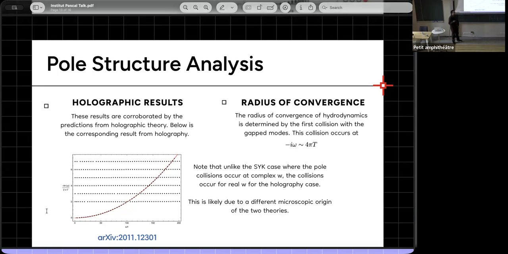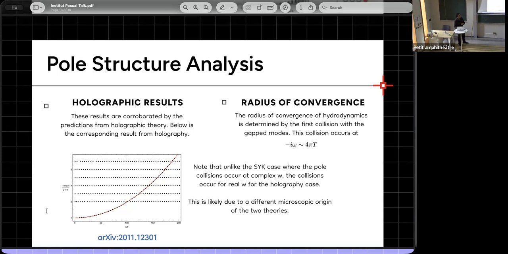But when you say very small omega, very small k, it'll be with respect to temperature, right? Yes. So here it's fine. Can I make the right permutation of words so that that sentence makes sense? Okay. So then this should be: note that unlike the SYK case where the pole collisions occur at real wave number, the collisions occur for complex wave number in the holography case.